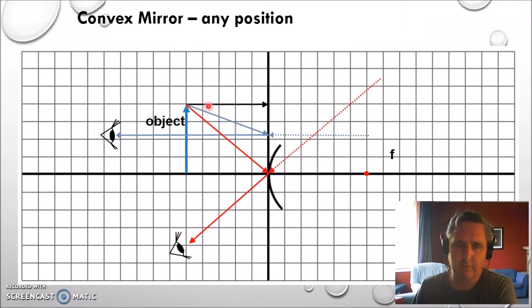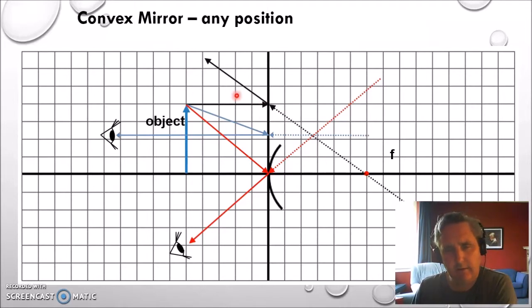Well, sorry, the first one was going towards the focus and reflected off. This one goes parallel and bounces off as though it is coming from the focus. So we can draw our back ray again, and it goes through here, and when we look at it, this is the point where we think all of the light has originated. So this is the top of our image.